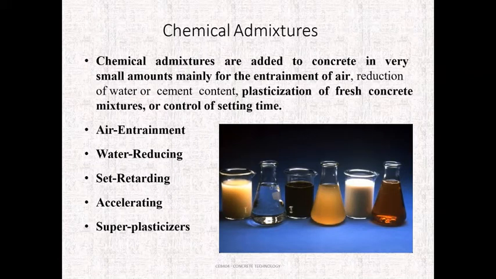Chemical admixtures. Chemical admixtures are added to the concrete in very small amounts, mainly for entrainment of air. It reduces the water content and also controls the setting time of the concrete. The commonly used chemical admixtures are air entraining agent, water reducing agent or plasticizer, retarders, accelerators and superplasticizers.